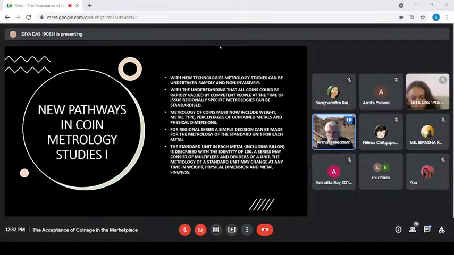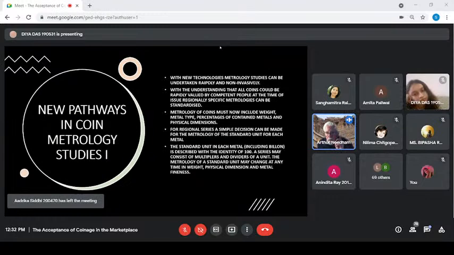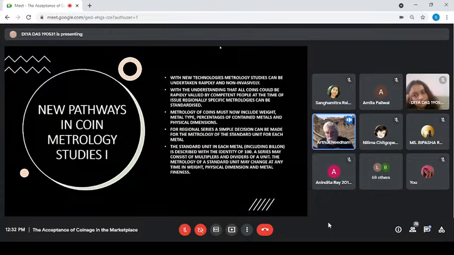The standard unit of metal, including billon, is described with the identity of 100. That is, one unit has 100 points. So you could pick any coin in any series, in any metal, and say, okay, this coin in a modern series weighs 11.5 grams on average. That's one unit, and therefore, in our coding, it's 100. Why do we have to know this? Because we have to give change.